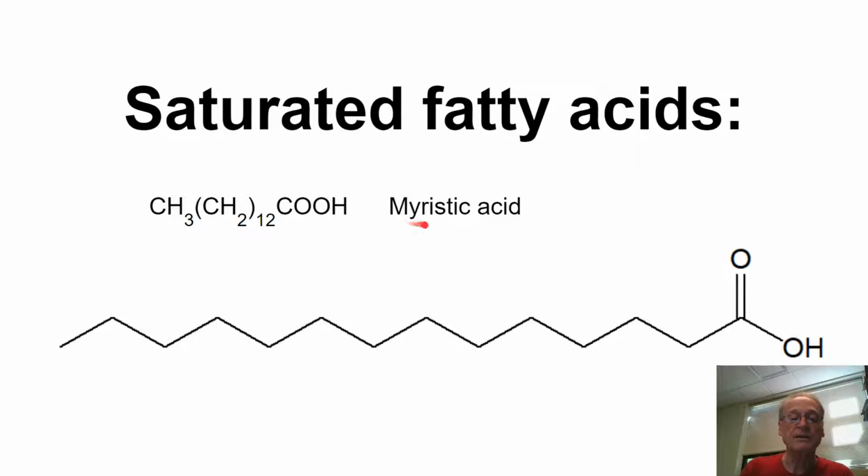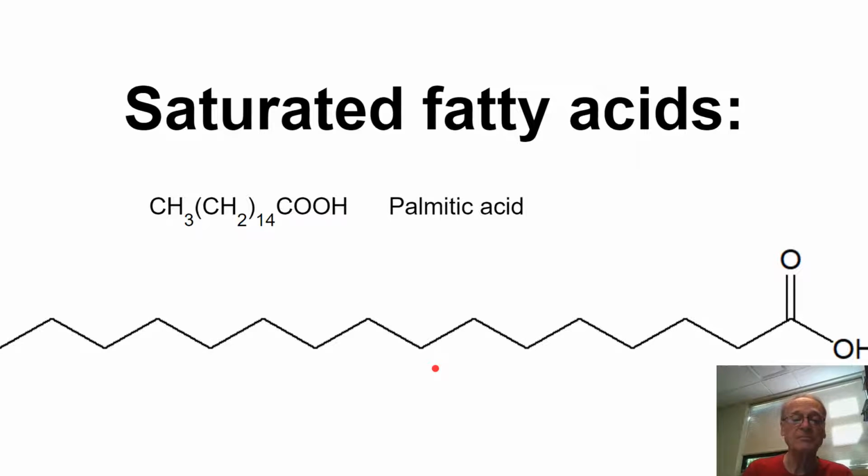This one is myristic acid, and it has a total of 14 carbons, so 12 CH2s in a row with a methyl group on the end and a carboxylic acid group on the end. So this is the carboxylic acid group. So again, this is a saturated fatty acid because there's no other carbon-carbon double bonds anywhere in the chain. That's 14 carbons.